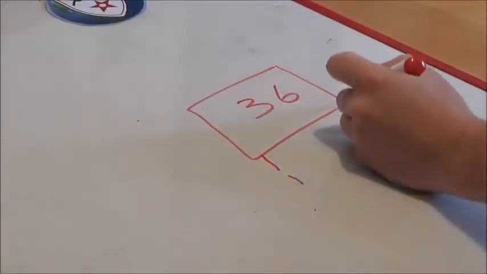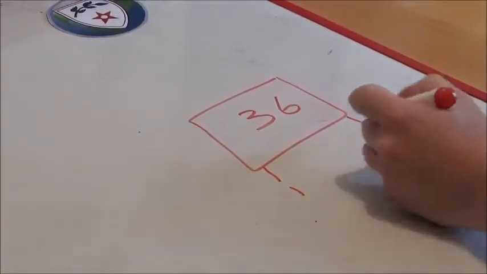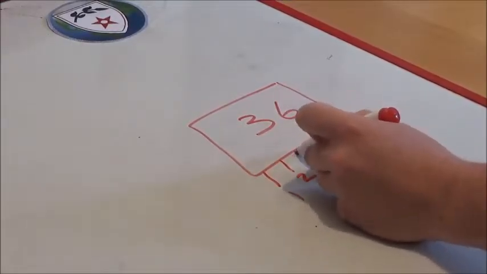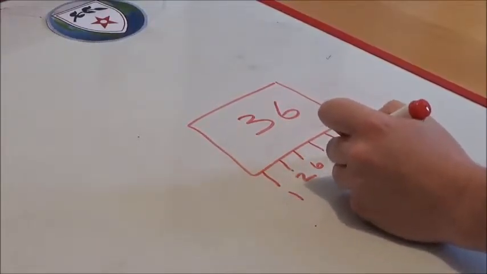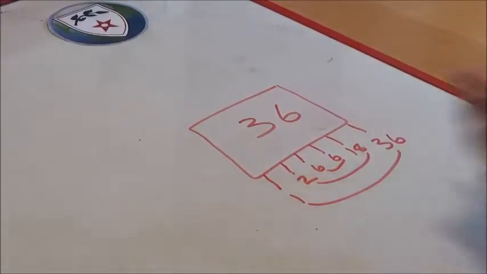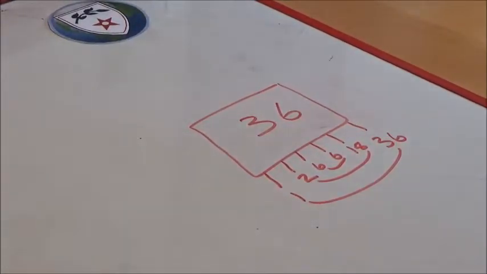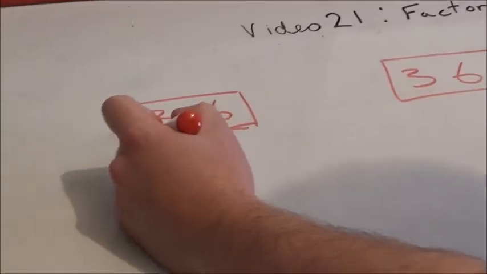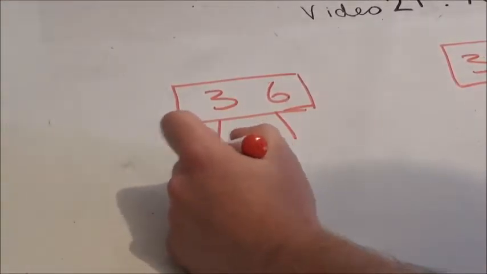So we could have 1 and 36, we could have had 2 and 18, and we could have had 6 and 6. So those are the factor pairs. So I'm going to pick 2 of them. Let's go with 2 and 18.